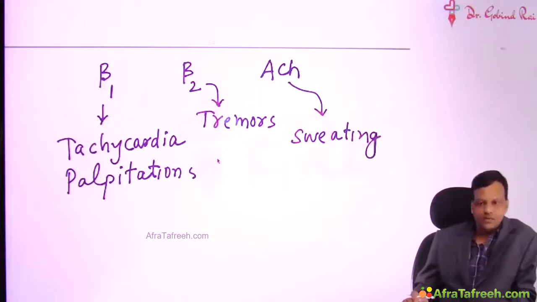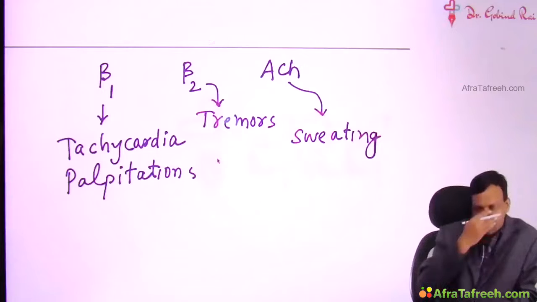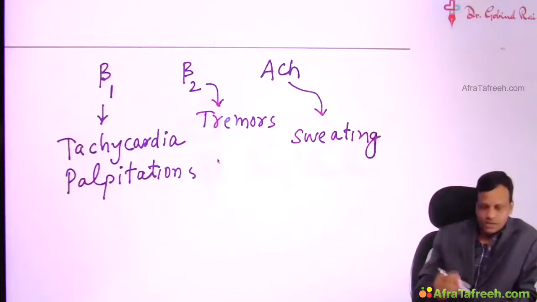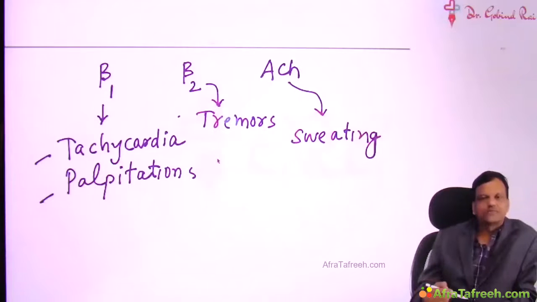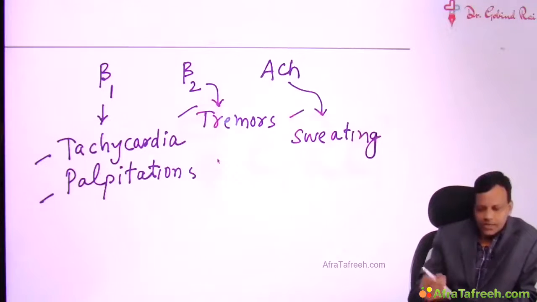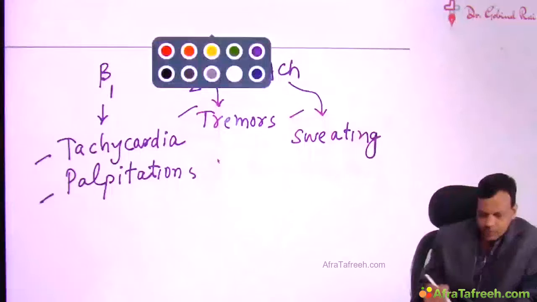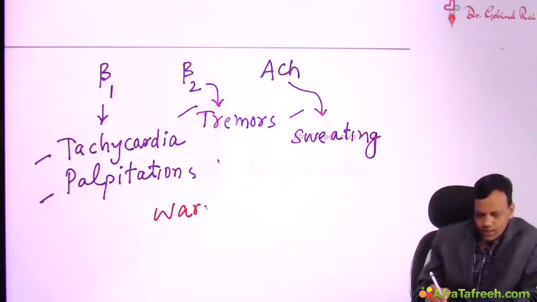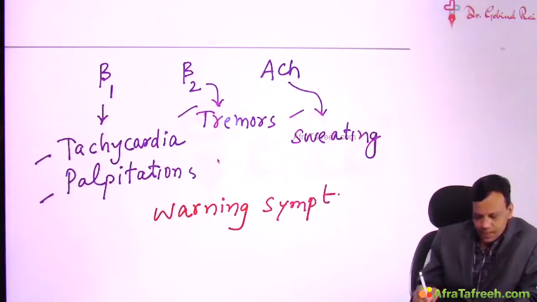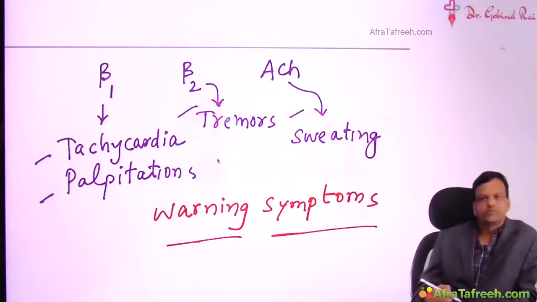So when a person develops sympathetic overactivity, as in case of hypoglycemia, the person will develop tachycardia, palpitation, tremors and sweating. So these are called warning symptoms of hypoglycemia. That means hypoglycemia itself tells that I am present by causing these symptoms.